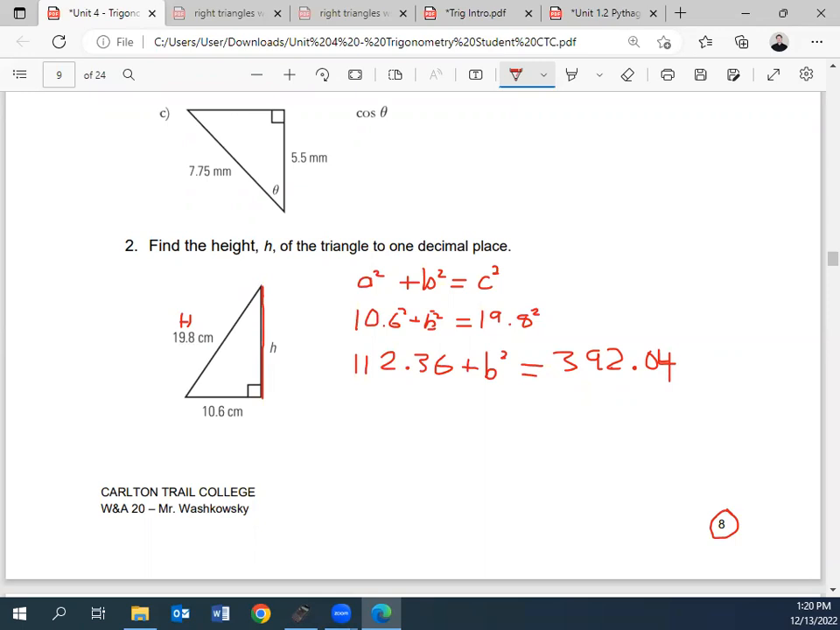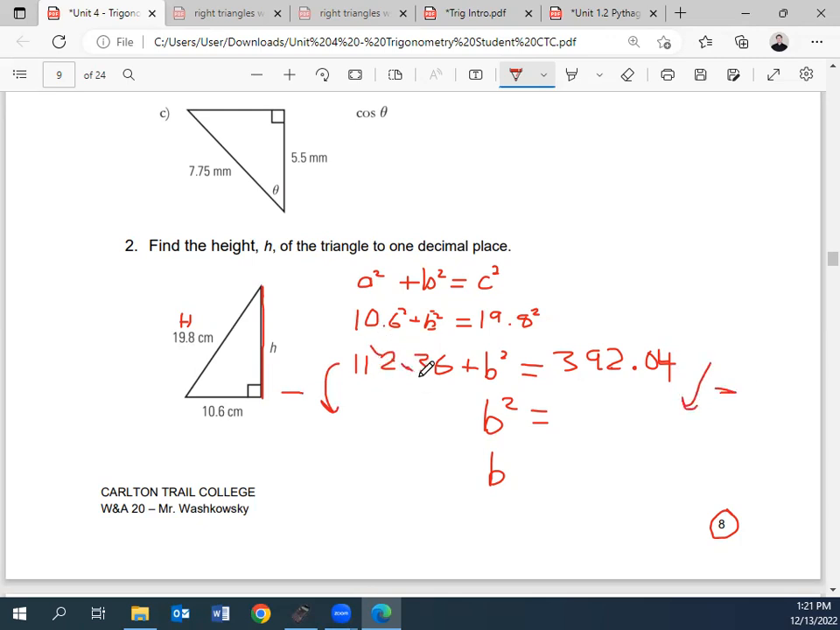Oh, Austin, what's my next step? If you had to guess, what am I trying to find here? I'm trying to find b squared right now, right? More specifically, I'm trying to find b. So that means I need to get it by itself, don't I? I need to get rid of this to get it by itself. So I'm going to subtract this 112 from both sides.